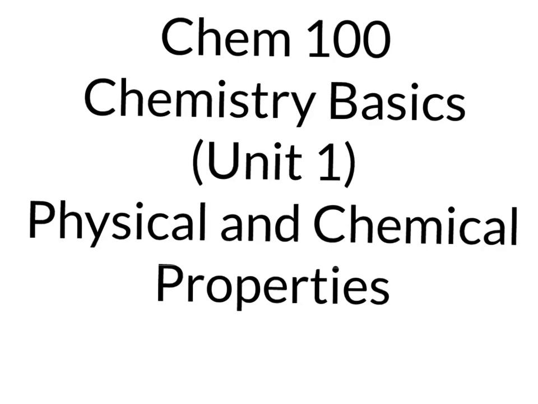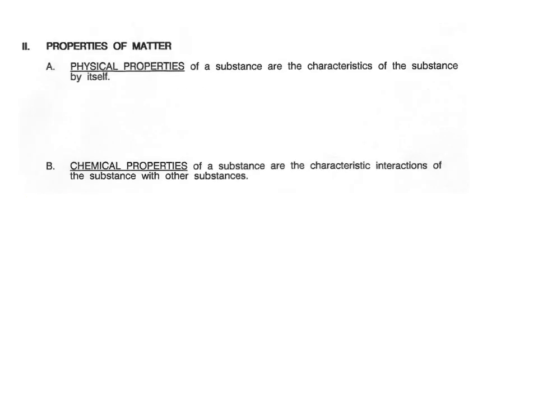And in this lesson, we're going to talk about physical and chemical properties and see how they differ from each other. In general, there are two ways that we look at the properties of matter. One is considered the physical properties, and the other is the chemical properties. What is the difference between them? Let's list it first. So physical properties are the characteristics of a substance by itself, whereas the chemical properties are how a substance behaves with other substances.